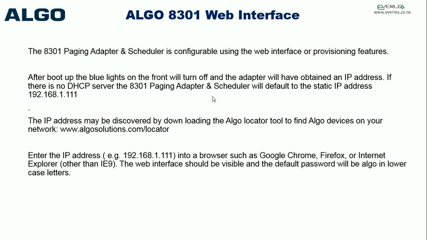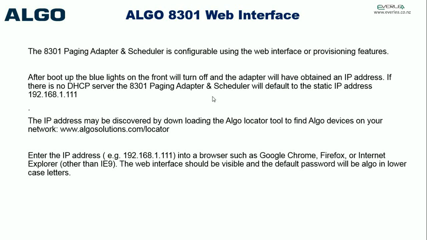If it doesn't have one, after the boot up, the 8301 will always have, with no DHCP, its default IP of 192.168.1.111. But if you plug it into a network that does have a DHCP, it will naturally go off and be assigned an address, and to find out the IP address of that, you can download an Algo device locator from the Algo website, which you can see there in the presentation, giving you the website address.